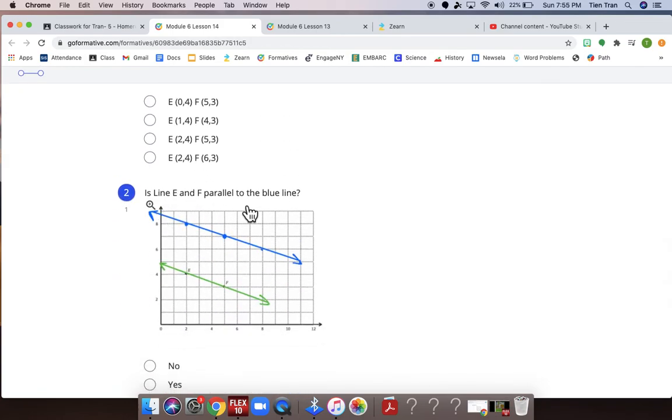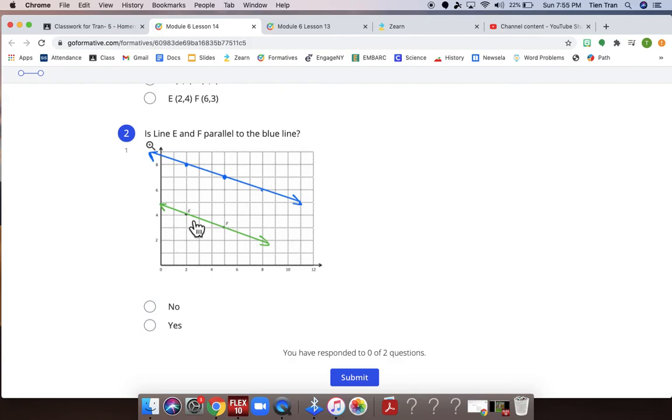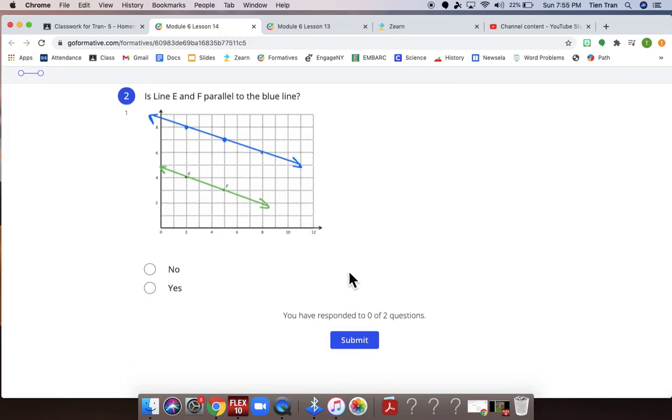is line E and F parallel to the blue line? So is this line, the green line, parallel to the blue line? Do you think yes or no? And then you're going to click submit. Once you are done, please make sure that you are doing a may do and listening to the substitute.